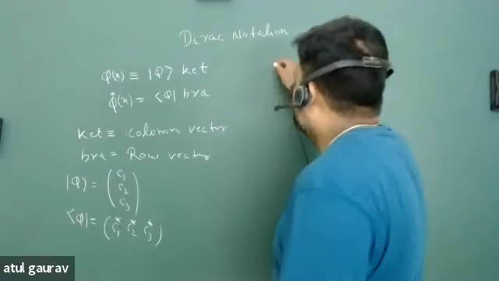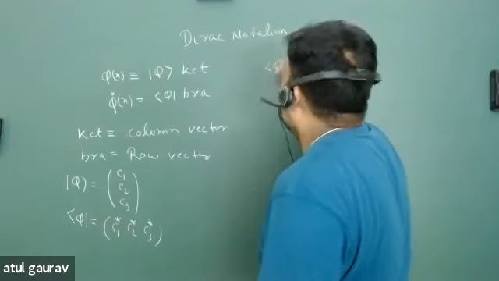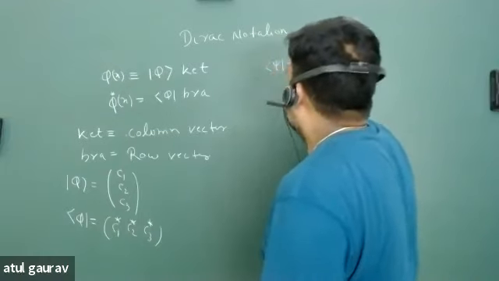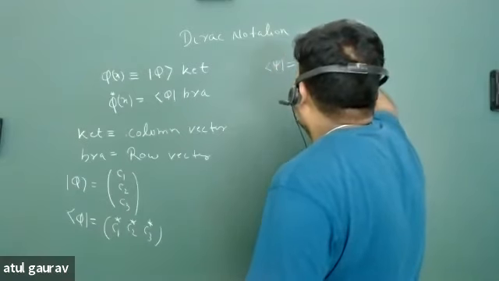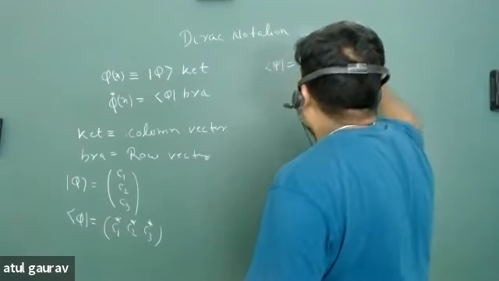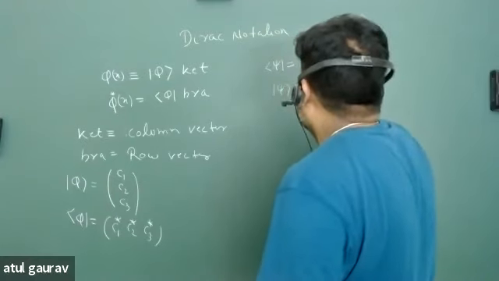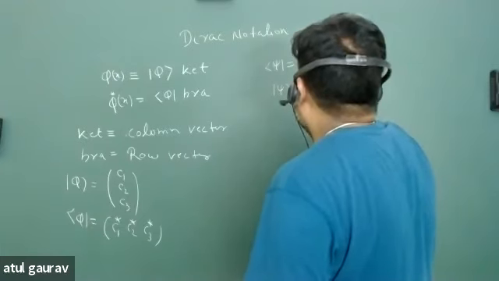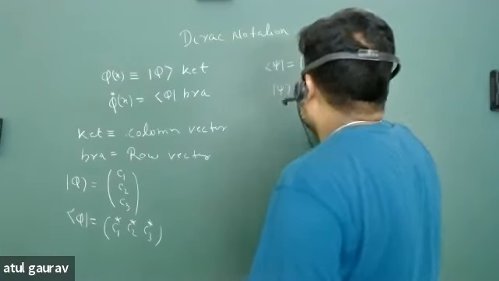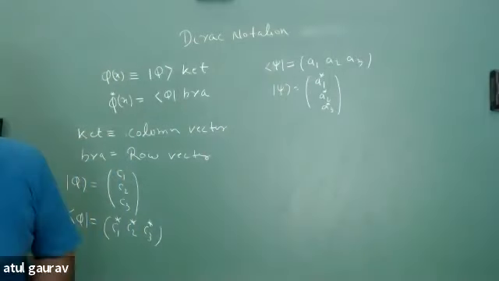So suppose we are taking another vector, let's say chi bra, and this will be, let's say, A1, A2, A3. Then the ket part is written as a column vector, and this will be A1 star, A2 star, A3 star. So these are the things. There is a correspondence between column and row vectors.